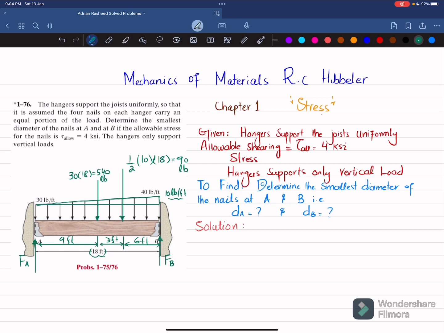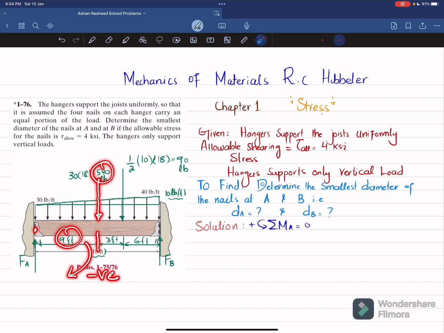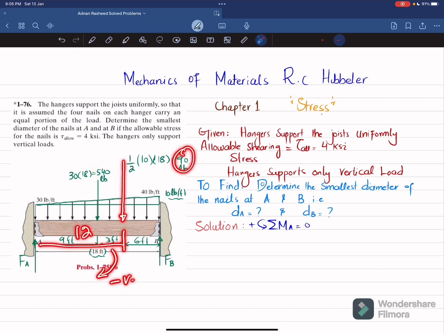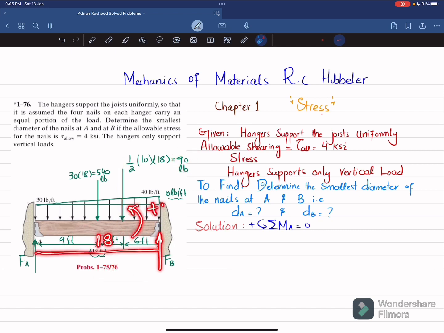Now we'll apply the equations of equilibrium. The first equation is that the sum of all moments about point A is equal to 0, taking counterclockwise moment as positive. About point A, the first moment will be this load of 540 with a perpendicular distance of 9, producing clockwise moment, so it is negative. The second moment is this load of 90 pounds with a perpendicular distance of 12, also negative because it is clockwise. The third moment is FB into the perpendicular distance of 18, producing counterclockwise moment, so it is positive. The sum of all moments about point A must be equal to 0.